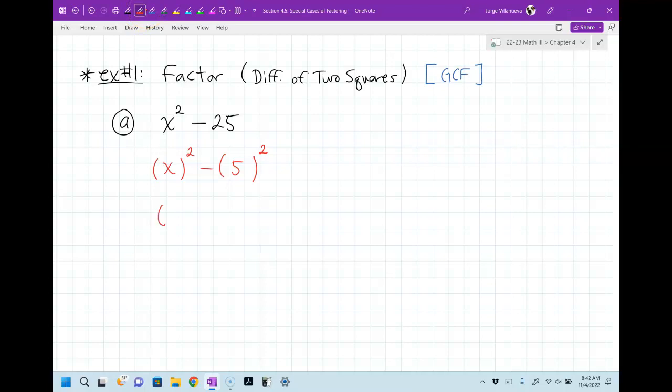So, here you go. (x + 5)(x - 5). Notice I just put the x's in the front, the 5's in the back, and just put minus, plus, and you're done. That's it.